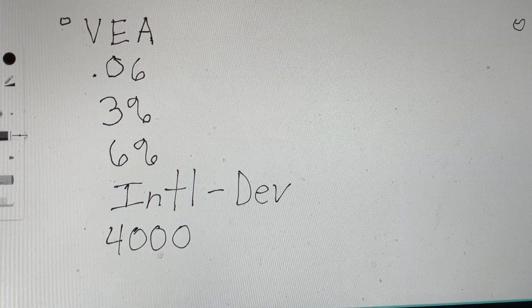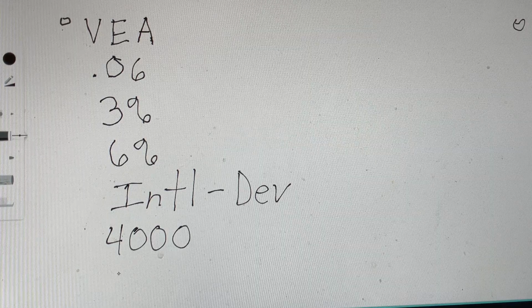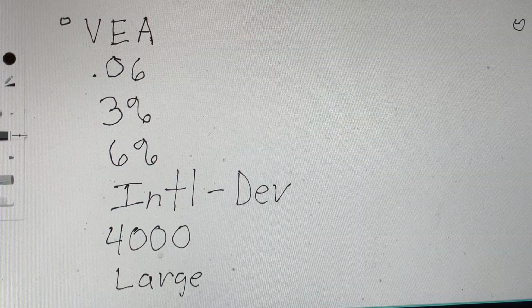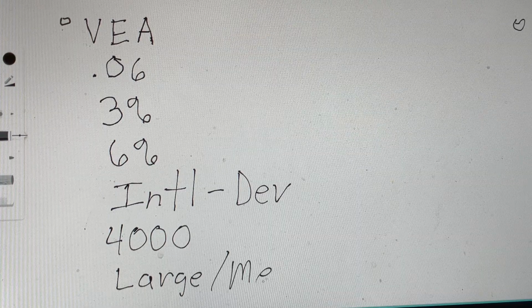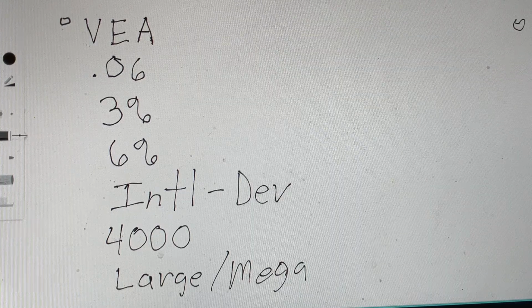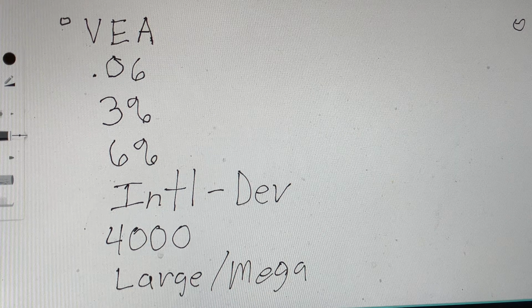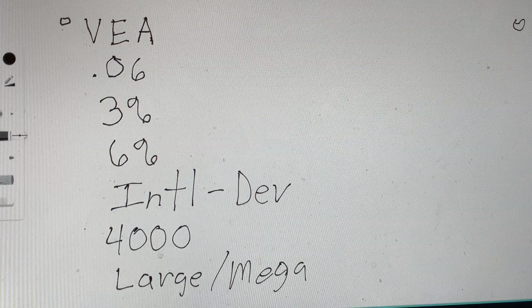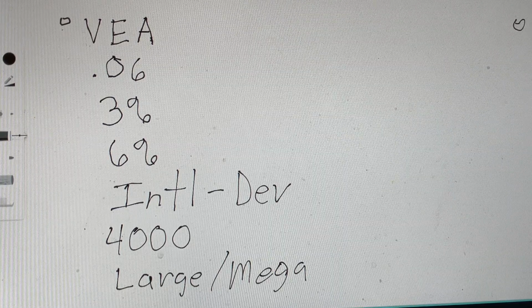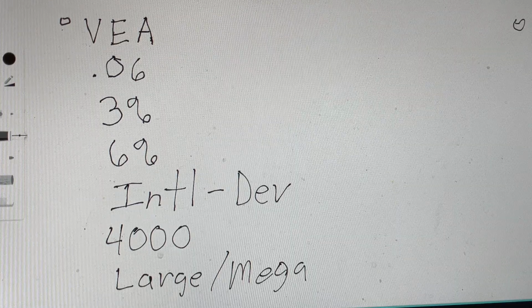And then what is the market cap? It's basically going to be large cap, or if you want to get technical, it's going to be majority mega cap. So majority mega cap and some large cap, but technically, if somebody asks you, VEA is going to be large cap blend. So most of the companies in VEA are going to be somewhere in the middle.